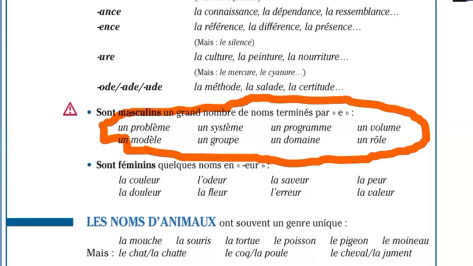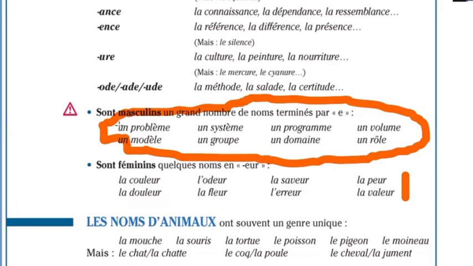That's not true. Now we have a lot of words that end in EUR, but they are actually feminine. La couleur, la douleur, these are examples. La couleur, la douleur, l'odeur, la fleur, la saveur, l'erreur, la peur, et la valeur. They are so important, and you need to master them. They are very important for you, especially as a beginner learning French.